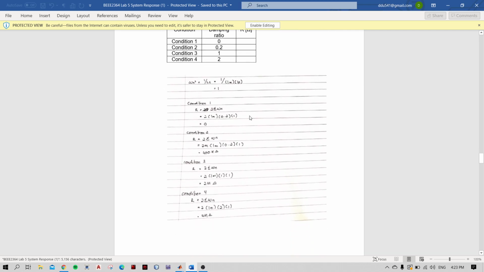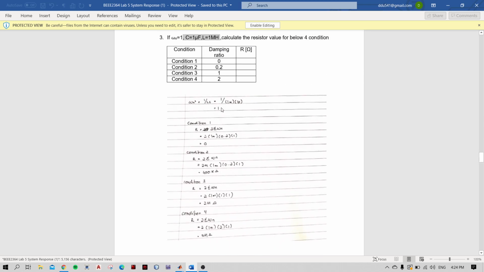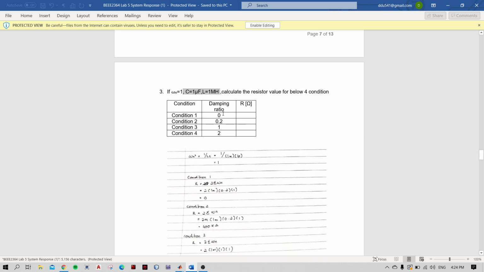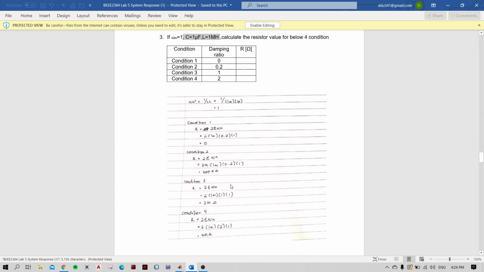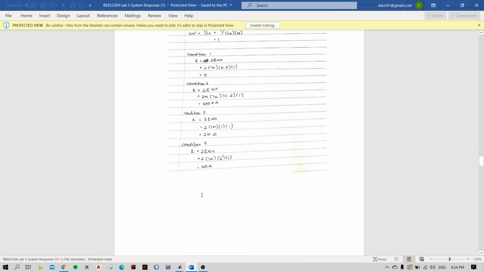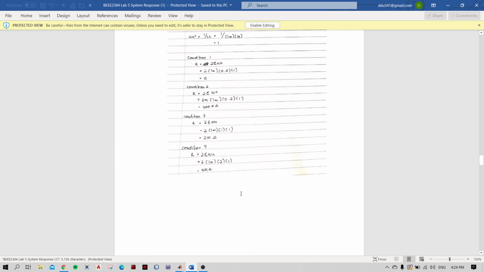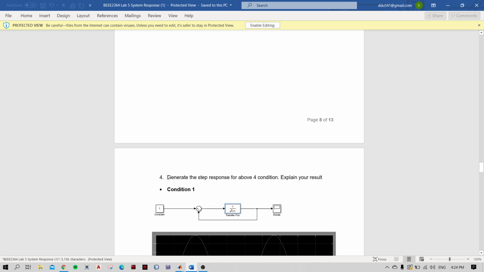From the damping ratio and this info that has been given, I calculated manually. This is my calculation for condition 1, condition 2, condition 3, and condition 4. Then we go to step 4, generate the step response for the above 4 conditions.